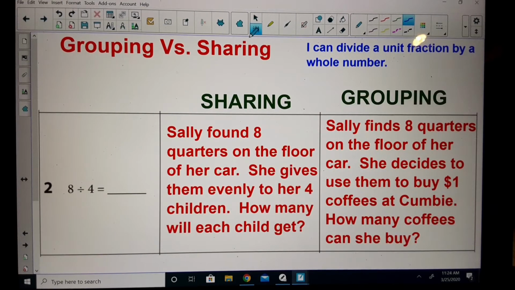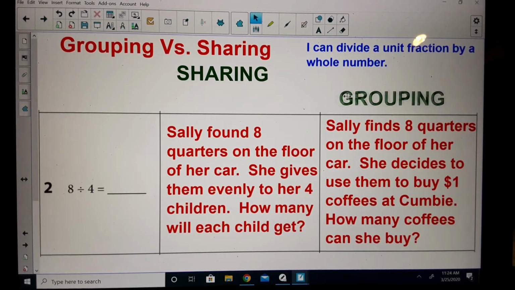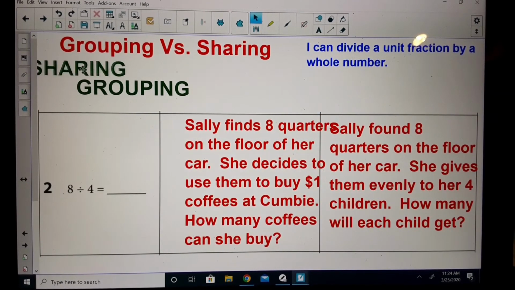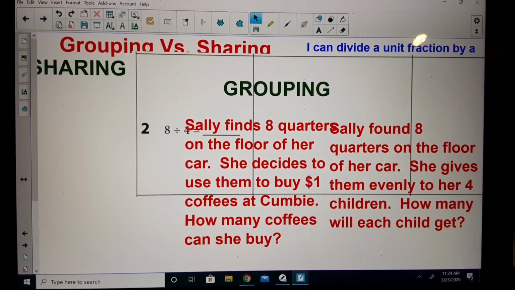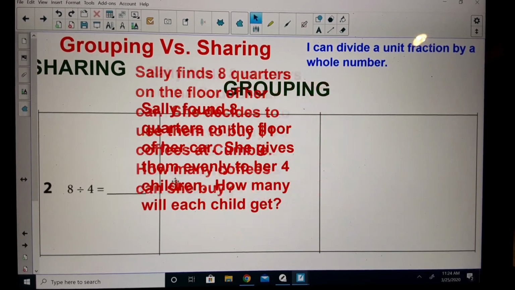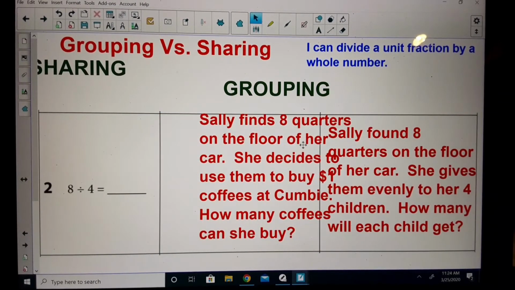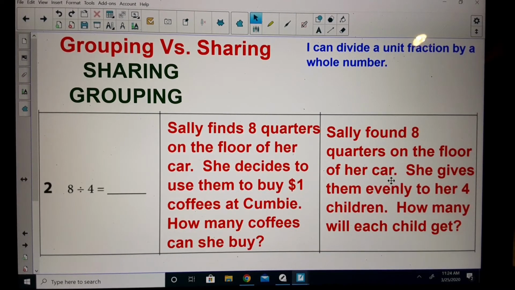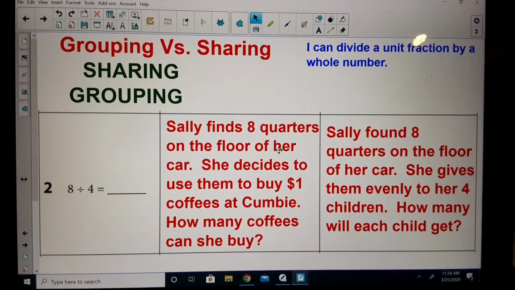Take a look here. Here are 2 more examples of sharing and grouping. I'm going to mix it up a little bit, though. Let's move this around a little bit. Whoops. Let's take a look and see which one's which. And I'm going to let you read them. Which one do you think is grouping? Which one do you think is sharing? Take a moment. Read those 2. Pause the video if you need to. Which one is which? Okay, pause if you need more time.